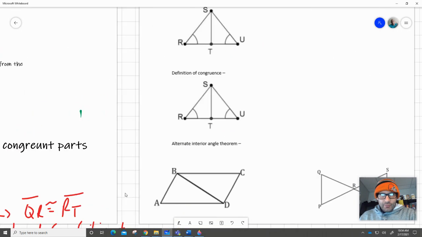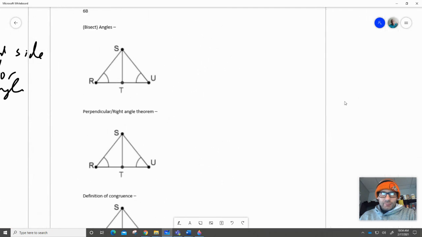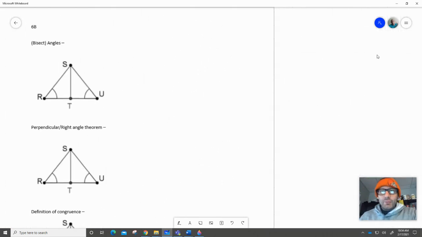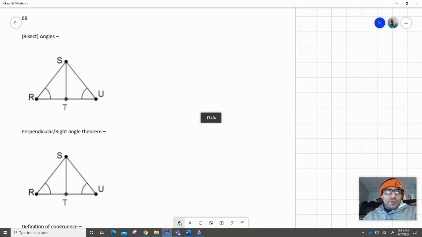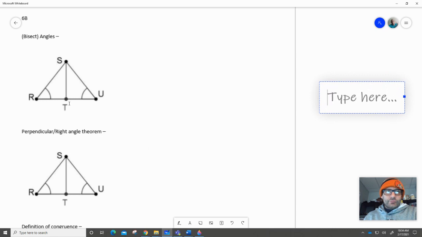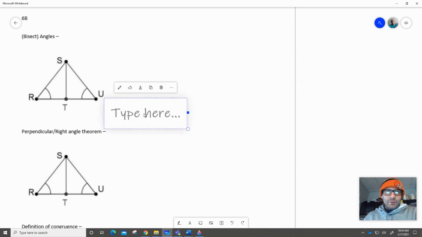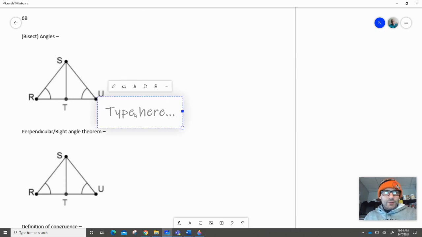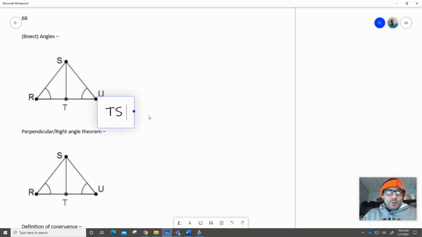Now, coming up to our next thing, sides can get bisected. Well, angles can also get bisected. An angle that's getting bisected is getting cut in half, to divide into two congruent pieces. I'm not going to redo the definition of bisect up here, but let's say they give us down here something like TS. Say TS bisects angle RSU.